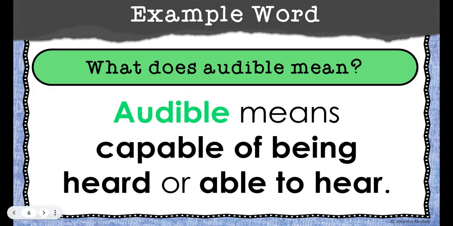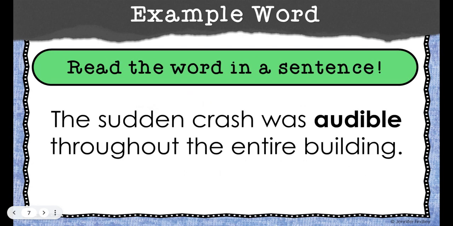And Audible is actually a company, and you've probably heard or seen commercials. It's a program that you can download on your phones or your devices where you can listen to books and podcasts and stories. So it makes perfect sense. It's actually a great name for a company where you can listen to things being read to you, because that's what audible means, capable of being heard or able to hear.